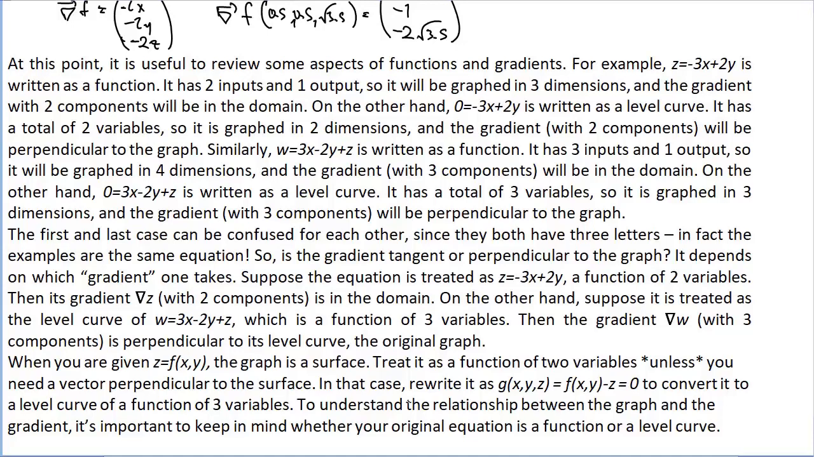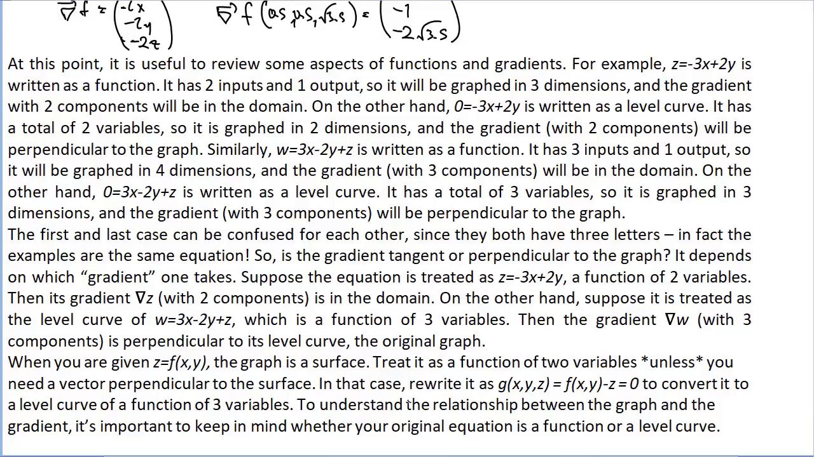Now, w equals 3x minus 2y plus z, that's written as a function with 3 inputs and 1 output. That's going to be graphed in 4 dimensions. And the gradient with 3 components will be in the domain of that function. On the other hand, writing 0 equals 3x minus 2y plus z, that's written as a level curve. So that has a total of 3 variables. So that's going to be graphed in 3 dimensions, and the gradient with 3 components will be perpendicular to the graph. Those are kind of the problems that we worked on so far.